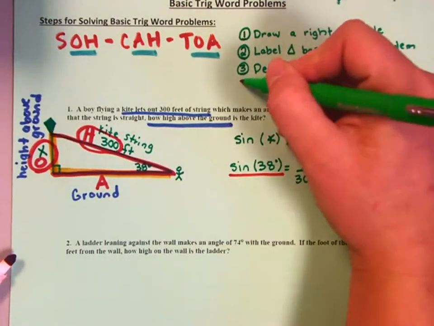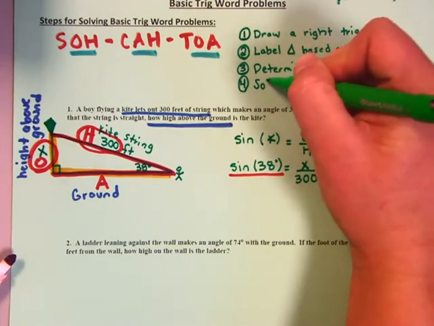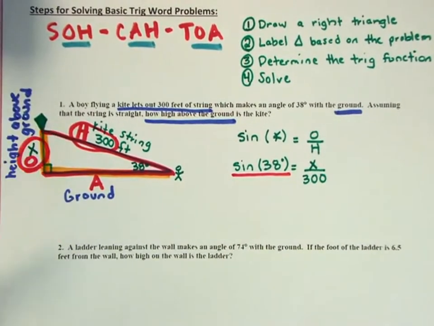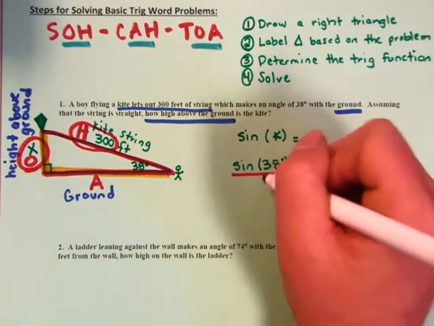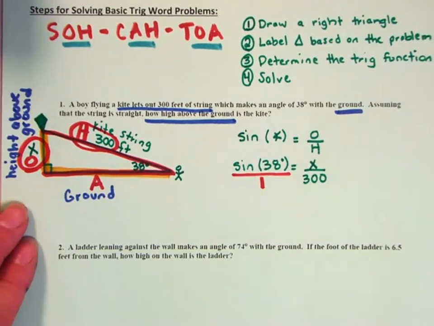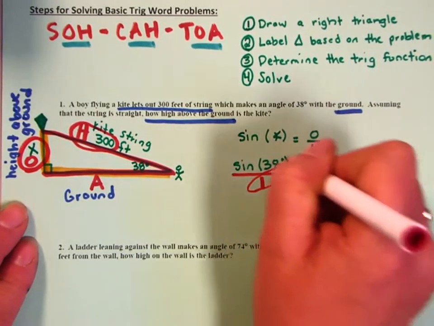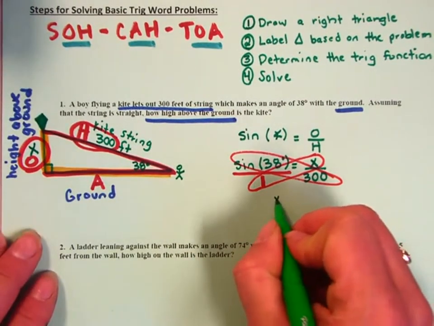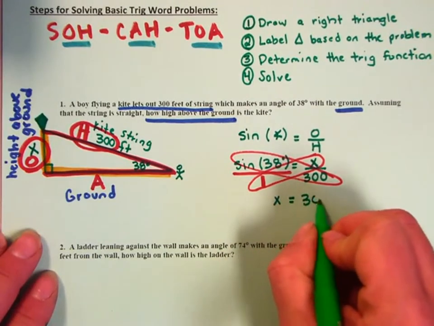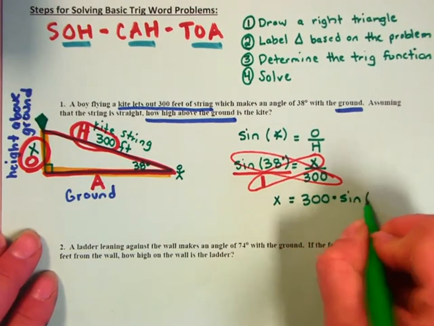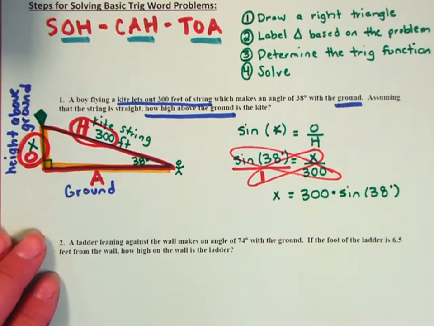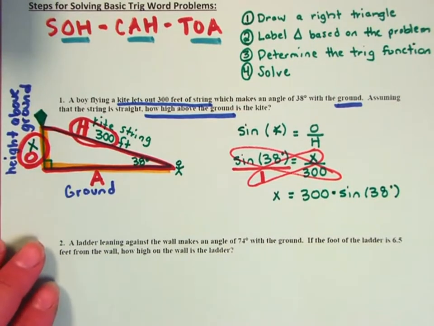Now my last step is to solve. So the easiest way to solve this is to set up a what? Proportion. I can put anything over what? 1. How do I solve a proportion? Cross multiply. So I know that 1 times x is x. So x equals 300 times the sine of 38 degrees. That's exact. I expect to see this step on your paper.